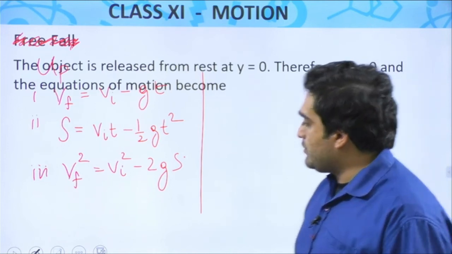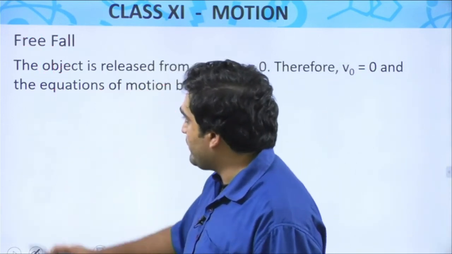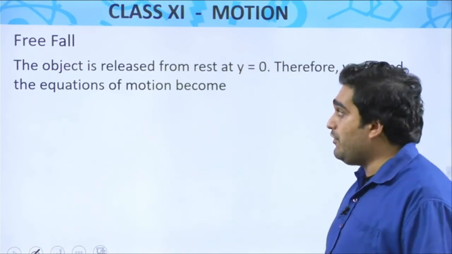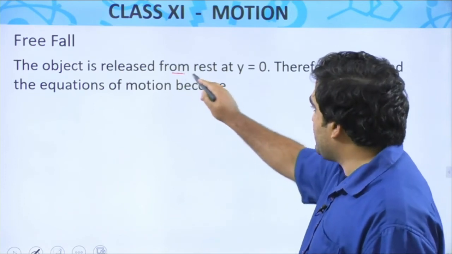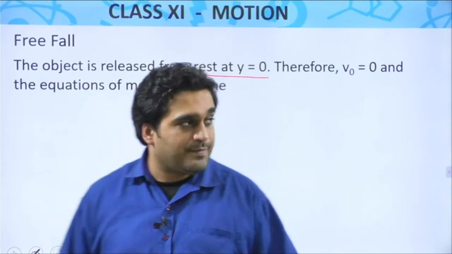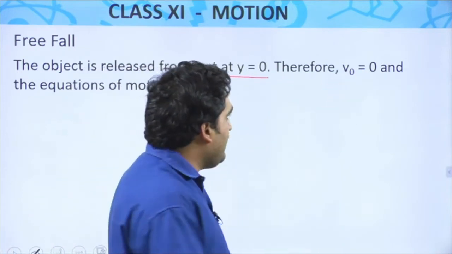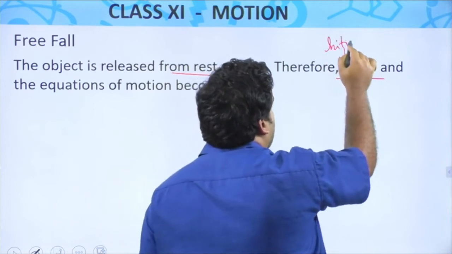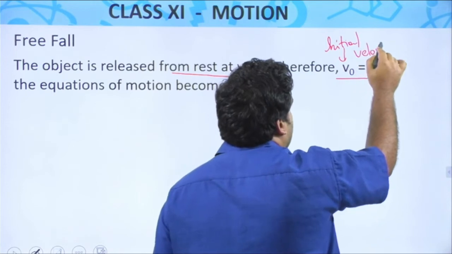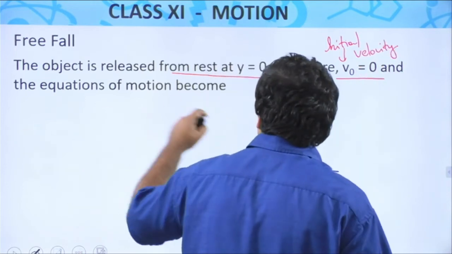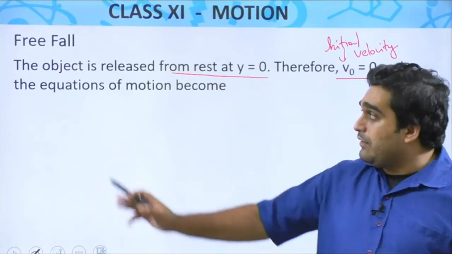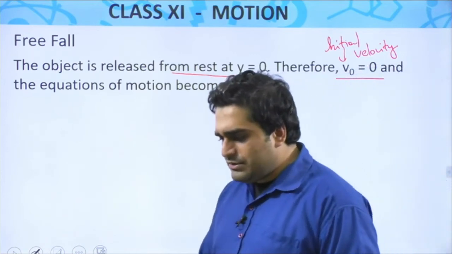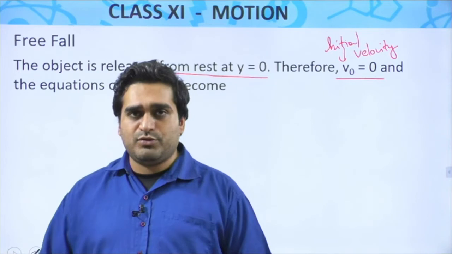Okay, so here's a quick question. I'll erase this part. For objects that are under free fall, when released from rest at y equals 0, therefore v naught is 0. V naught here is the initial velocity. And the equations of motion become, so again, the object is released from rest at y equals 0. How is it that you release an object at a zeroth position?